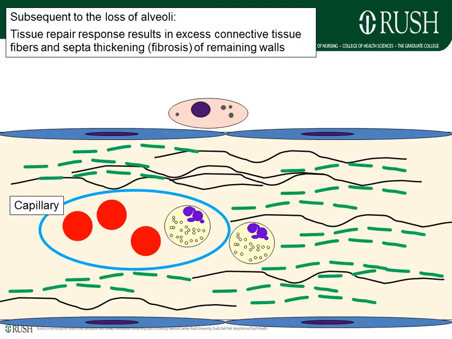Subsequent to that, the walls that do remain end up going through an injury response. So cells come out and as an injury response begin making a lot of fibrous connective tissue. So the walls that are left become quite thick and fibrotic and reduce gas exchange even further.